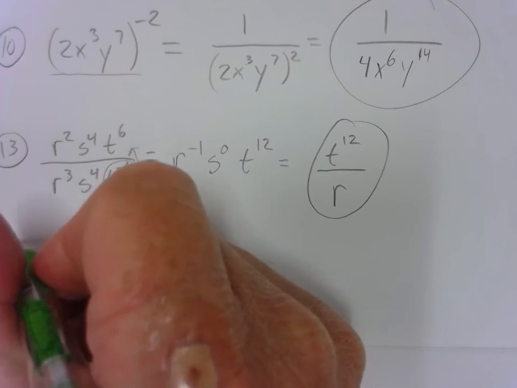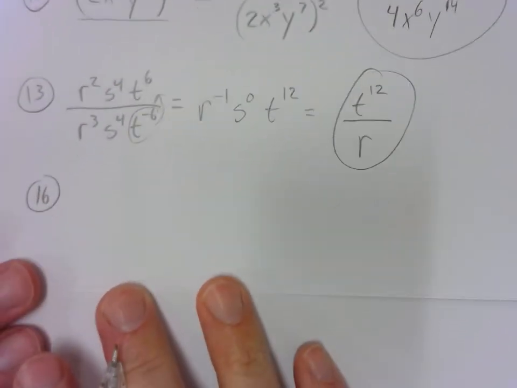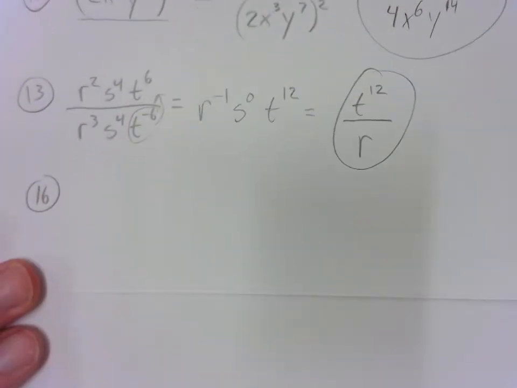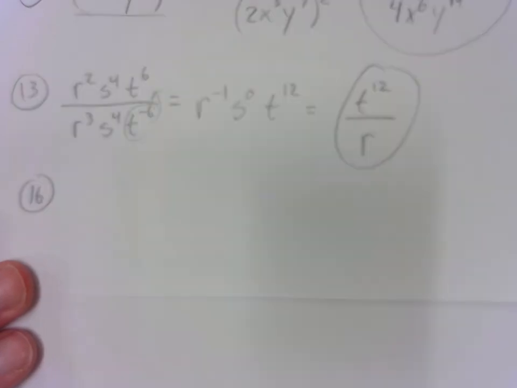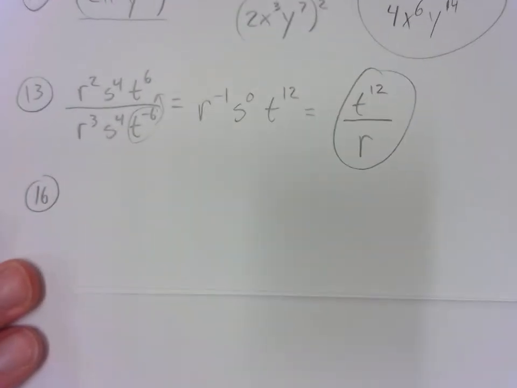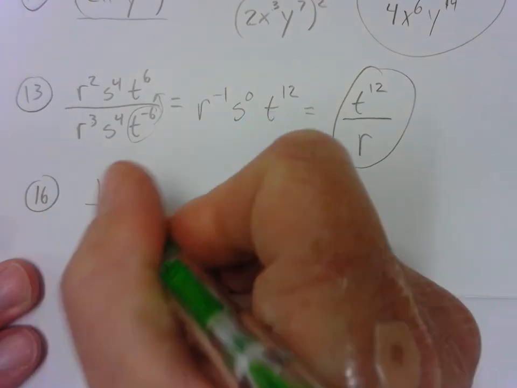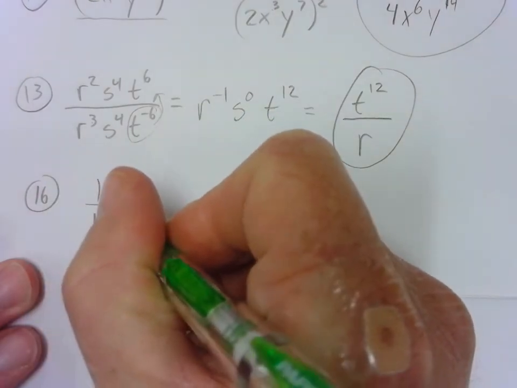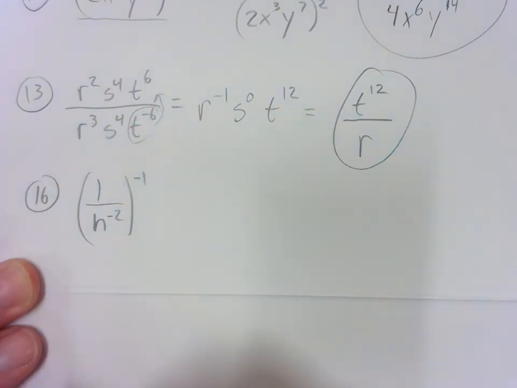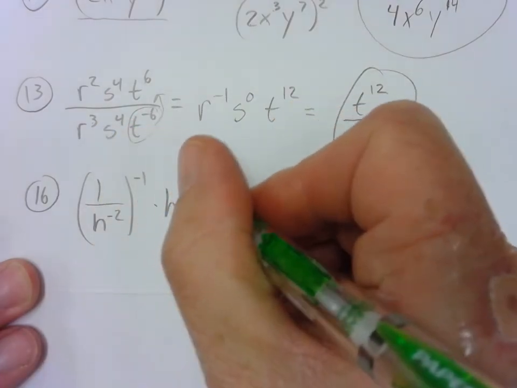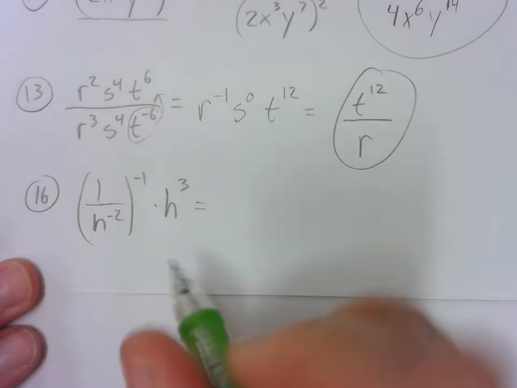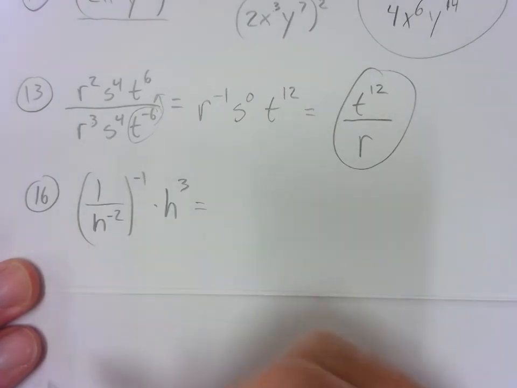Okay, 16 looks like a hot mess, but it's not too bad if you break it down into its parts. 1 over h to the -2, and then raised to the -1, and then times h cubed. So here we go. We're going to do the exponent first, like thinking order of operations. No matter what math we do, whether it's pre-algebra, calculus, algebra 2, it makes no difference. We always follow the order of operations.